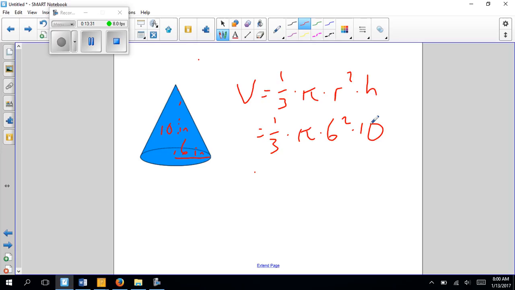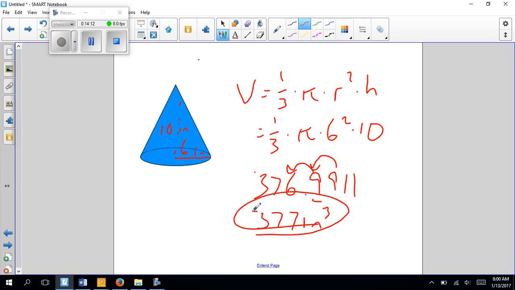So I have 1 ABC 3 times pi times 6 squared times 10. I get 376.9911. Supposed to round to the nearest tenth. So I look one spot to the right and see if it rounds it up. That 9 is a 5 or bigger, so I know it does round this number up. But I can't round 9 up anymore, or else it'd be a 10. So really, that's going to move this number just up to a 7. So I have 377 inches cubed. That's just an ugly 3 there.